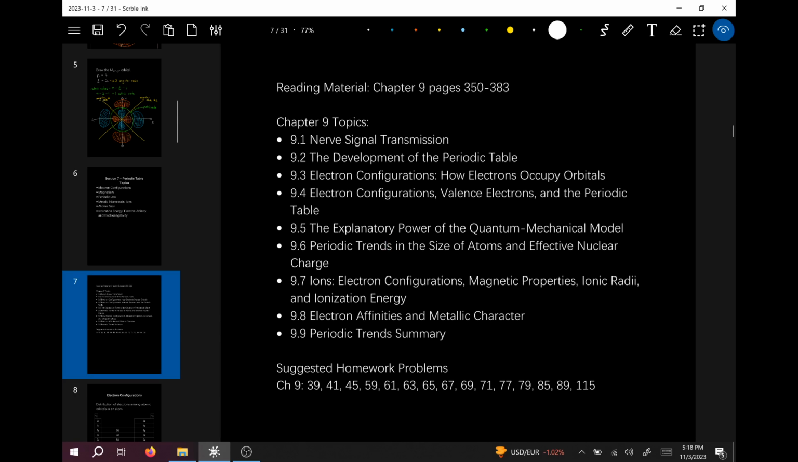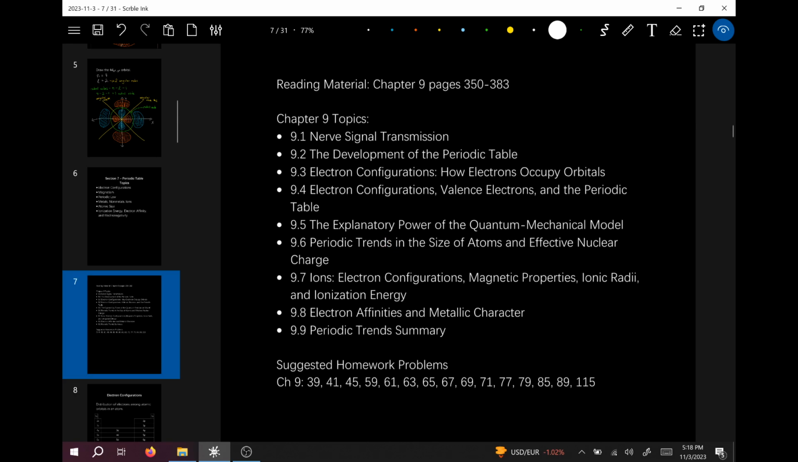So the reading material, I'm going to put that up on the screen. Of course, you should all be familiar with the reading material because it's given to you in your note packet. So this is all Chapter 9 material.